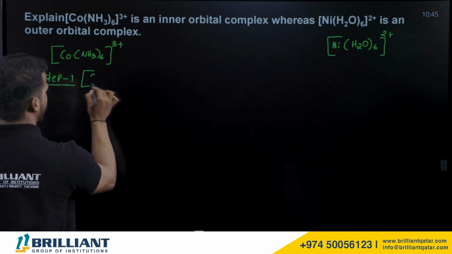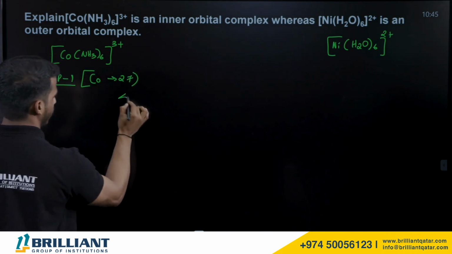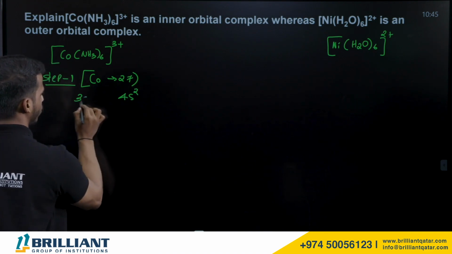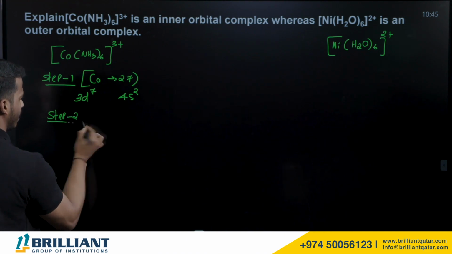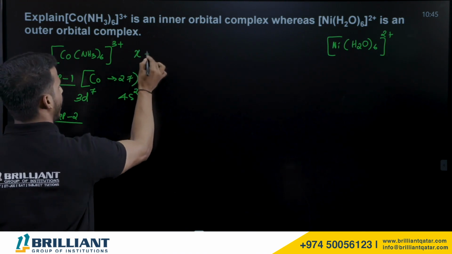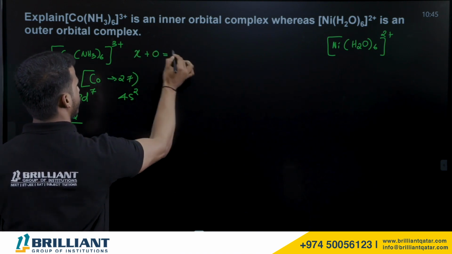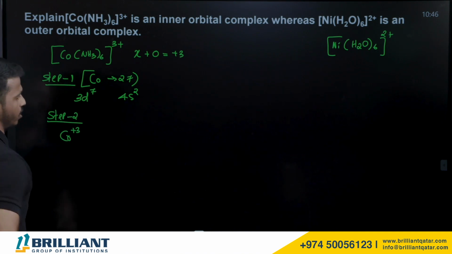Central metal atom is cobalt, atomic number 27, right? So 27 means we can write the configuration as 4s2 3d7. Step number 2 is the excited state. What is the oxidation state of cobalt in this question? Cobalt X, amine is a neutral ligand, overall charge is +3, so X is +3. So cobalt is in 3+ oxidation state.